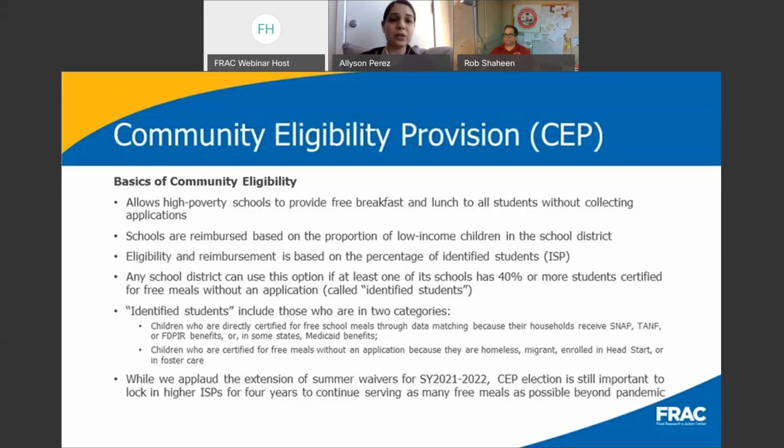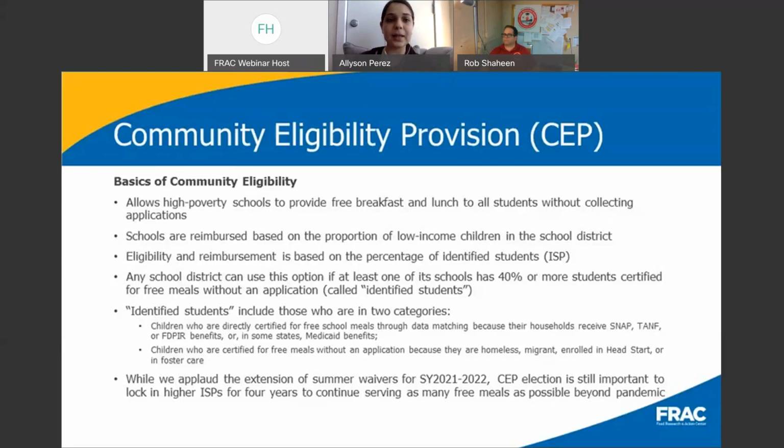The term identified students includes those students who are in one of these two categories. Children who are directly certified through data matching because their households participate in SNAP, Temporary Assistance for Needy Families, or TANF, the Food Distribution Program on Indian Reservations, or FDPIR, and in some states, Medicaid. Children who are certified for free meals without an application also, because they are experiencing homelessness, they are migrant, they are enrolled in Head Start, or in foster care.